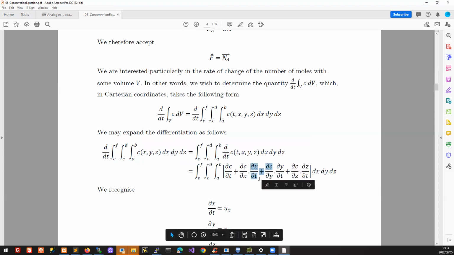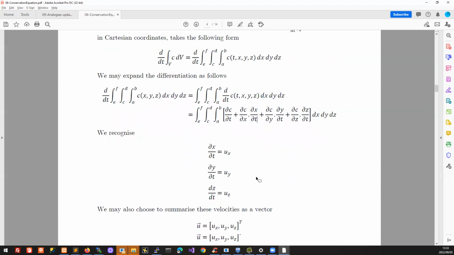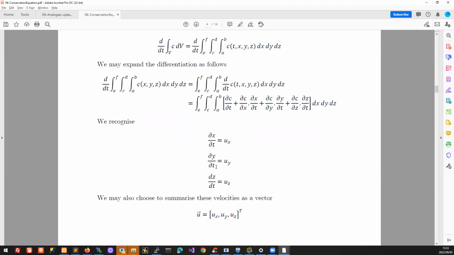And what do we mean by dx/dt? Well, that refers to the rate of change of property x of our species. So dx/dt, that's nothing but our velocity in the x direction. So dx/dt is ux, dy/dt is uy, dz/dt is uz, and so on.